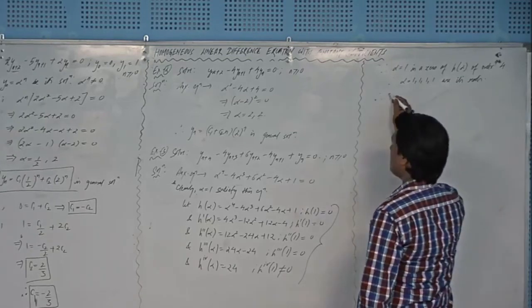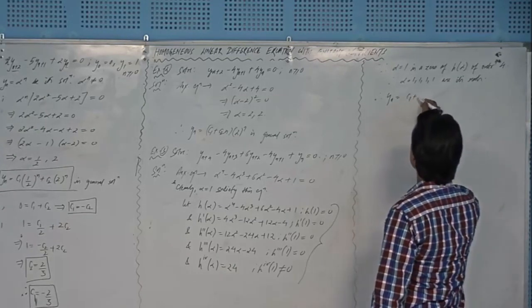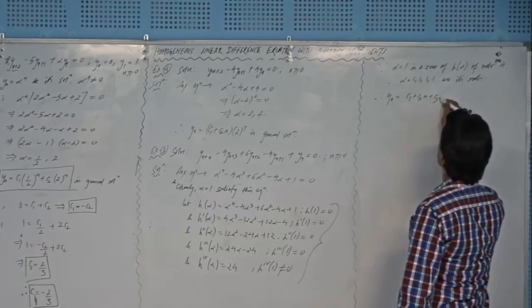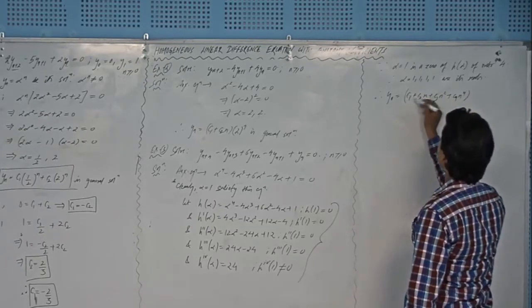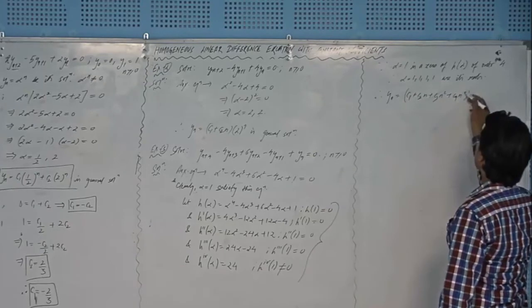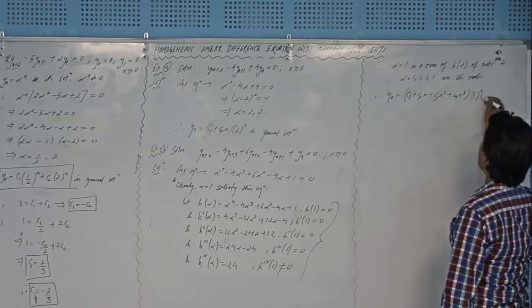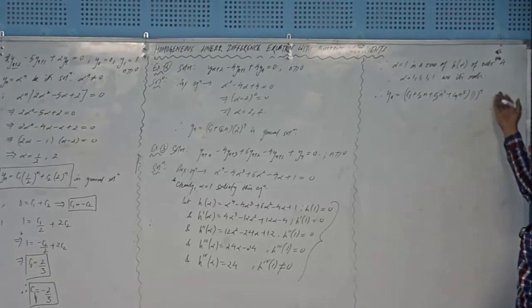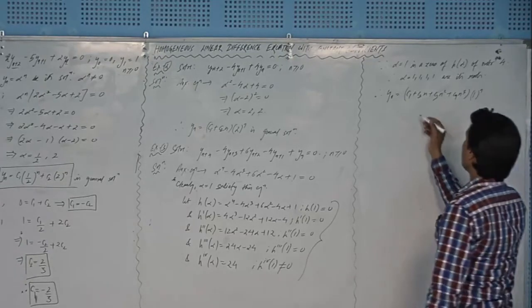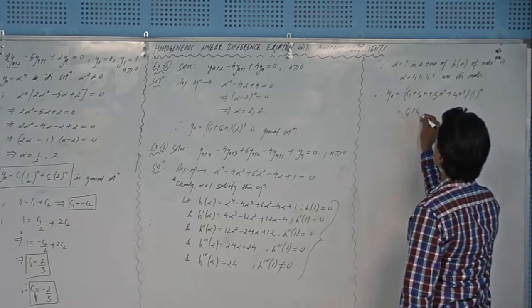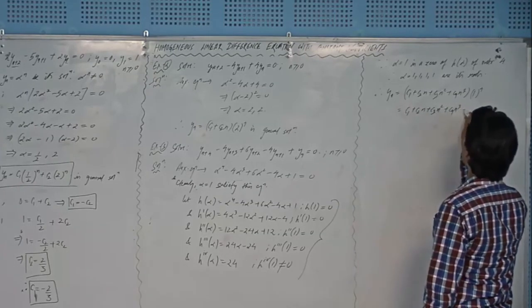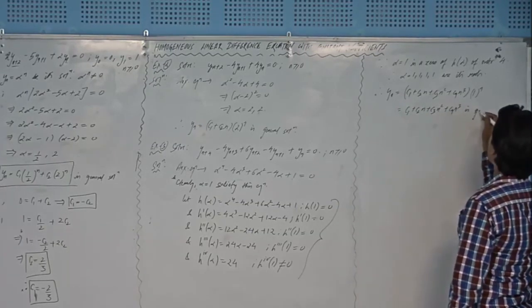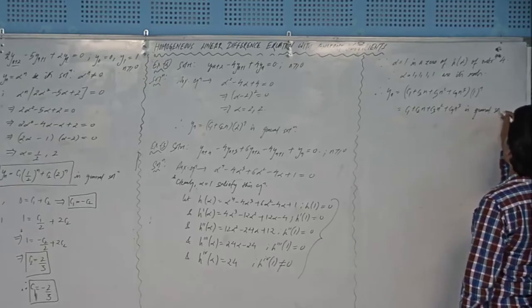So I will write its solution. y_n equal to C1 plus C2 n plus C3 n square plus C4 n cube, times 1 to the power n, right? And 1 to the power n is again 1, you know that. So ultimately it will become C1 plus C2 n plus C3 n square plus C4 n cube, which is the general solution, right?